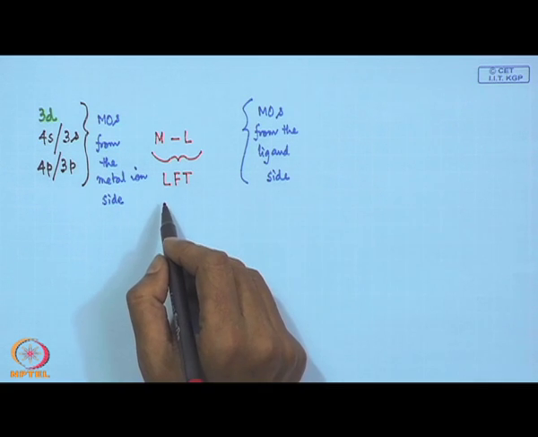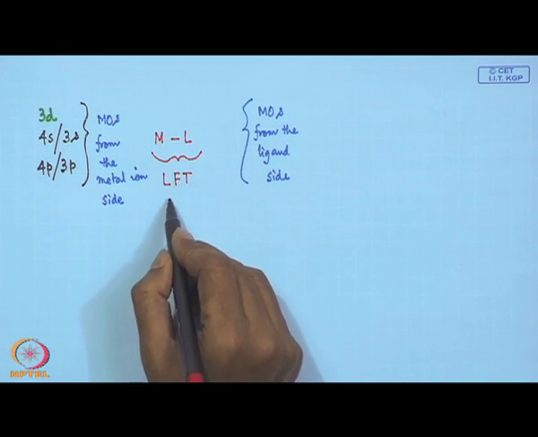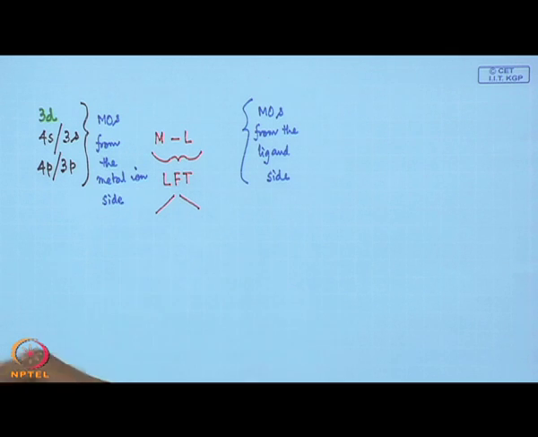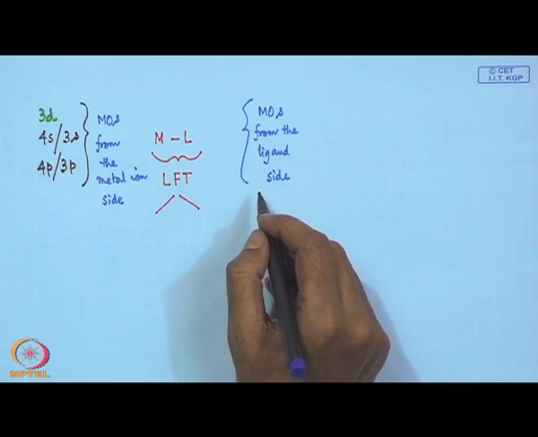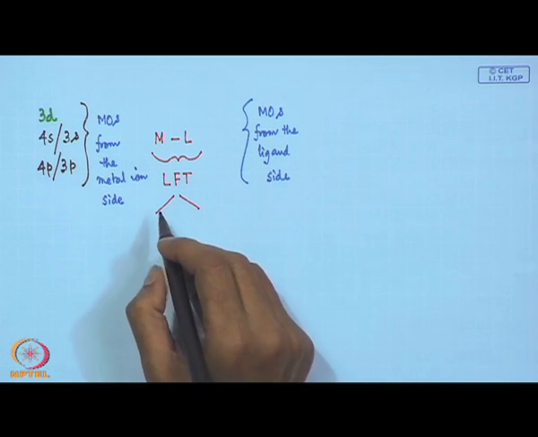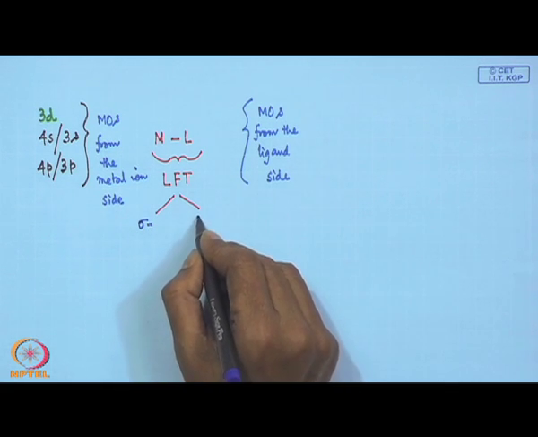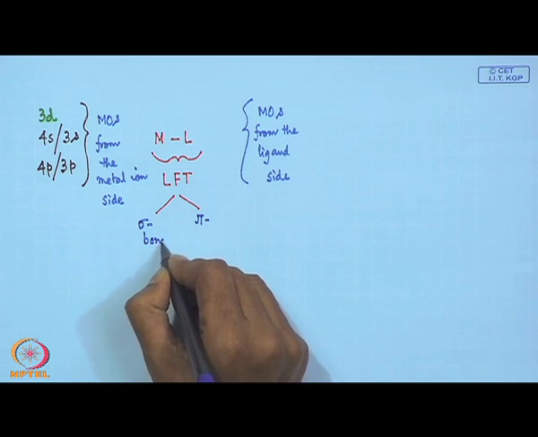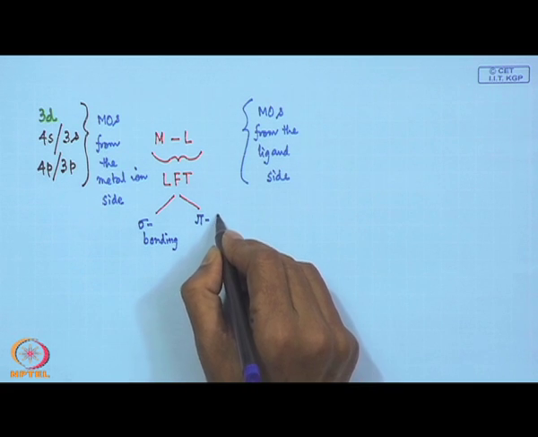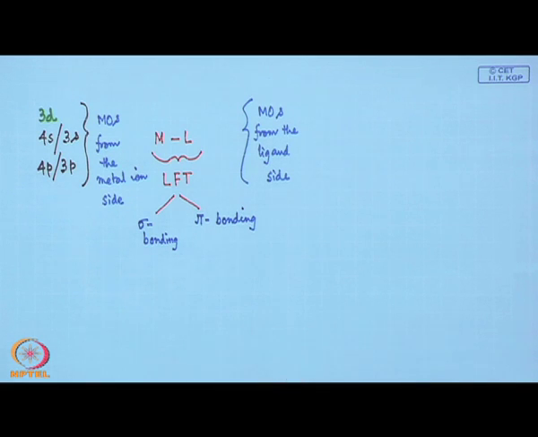So, when we consider this ligand field theory and when we are talking about the corresponding molecular orbitals, we will find that there are two different types of interactions we can have when we talk in terms of the simple molecular orbitals for covalent molecules like carbon monoxide or any other thing. We can have the head on overlap for sigma bonding and side on overlap for pi bonding. So, we will have both sigma bonding and pi bonding for this.